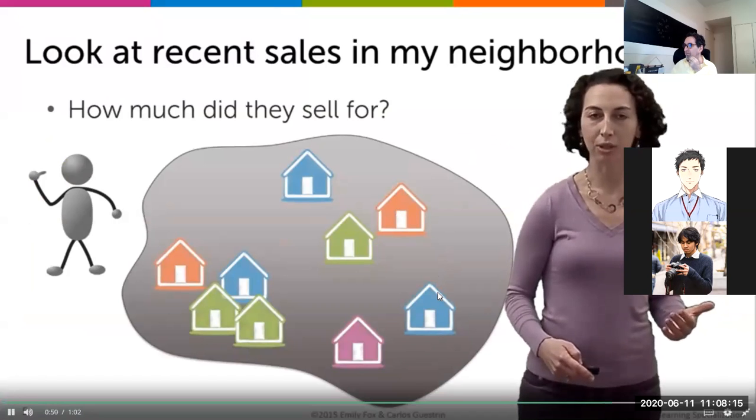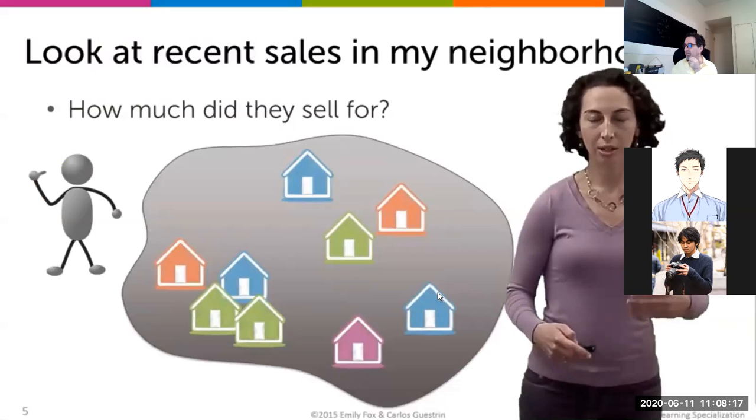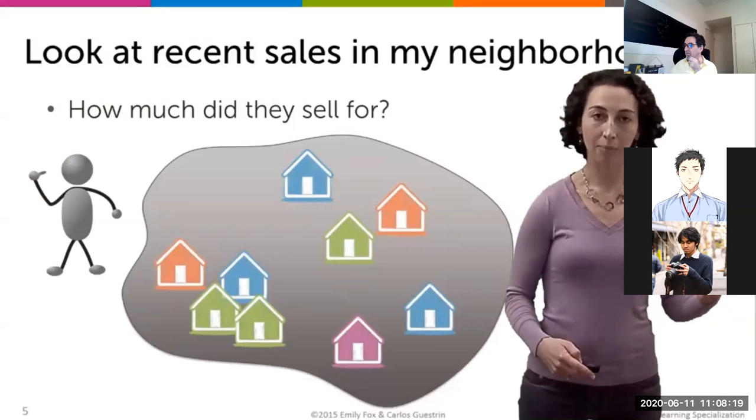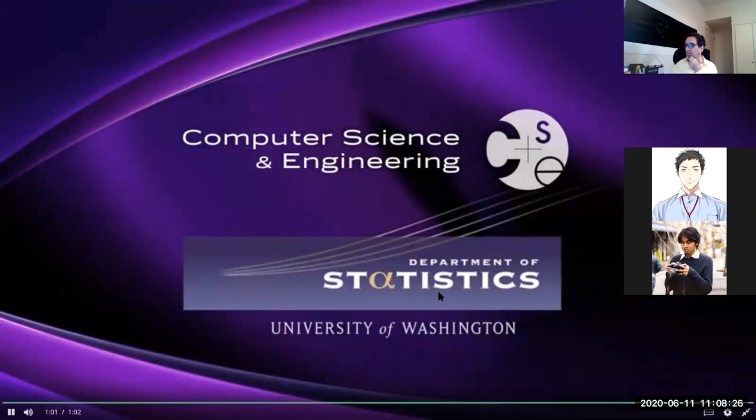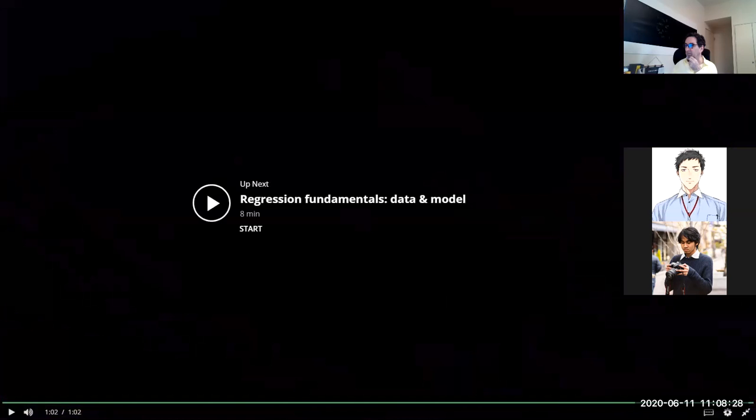Different characteristics of those houses and use that data to inform our listing price for our house that we'd like to sell. Okay, let's watch this one.